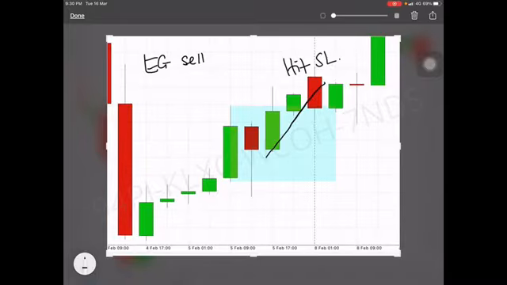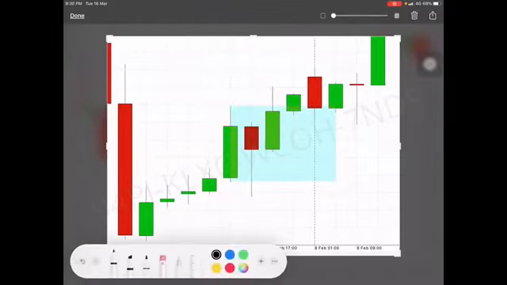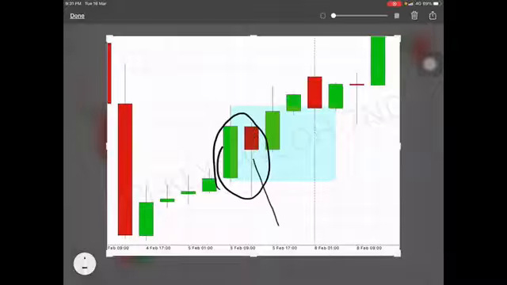Can you repeat one more time? Okay, so this is engulfing sell, right? So for engulfing sell, are we looking for buy or sell? Sell. But look at what happened right here. The price did not go down. Yes, the price actually went up.